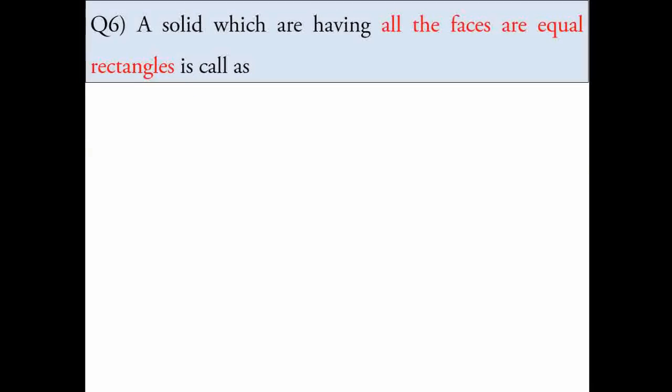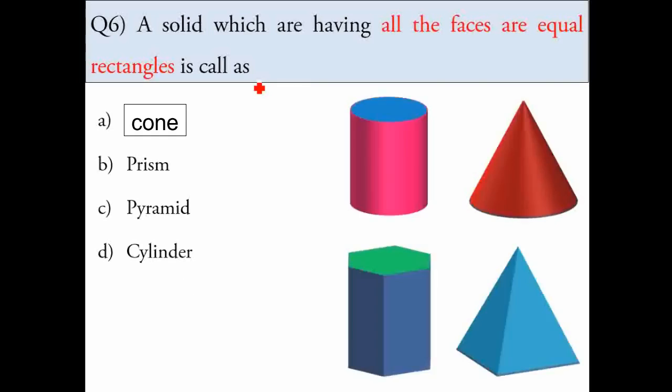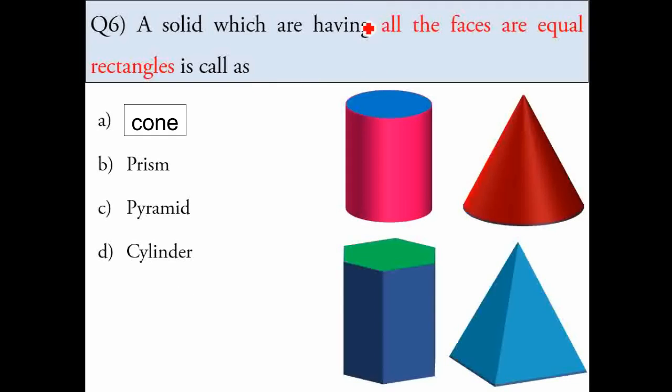Next question: a solid which has all the faces as equal rectangles is called, the options are cube, prism, pyramid, and cylinder. Once again we will take the reference of the 3D objects. The first one is the cylinder, the second is the cone, the third one we can mention is a square pyramid, and the fourth is a prism. If you observe the structures of these four objects, as per the condition all the faces are equal rectangles.